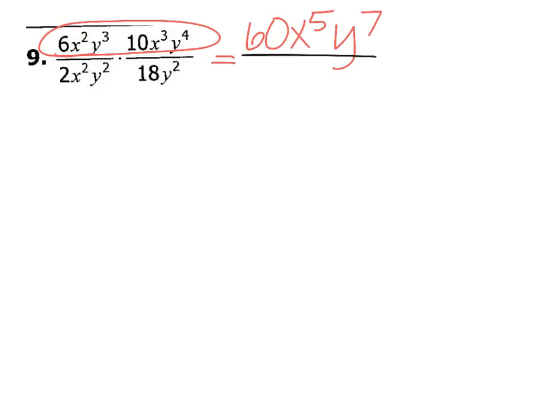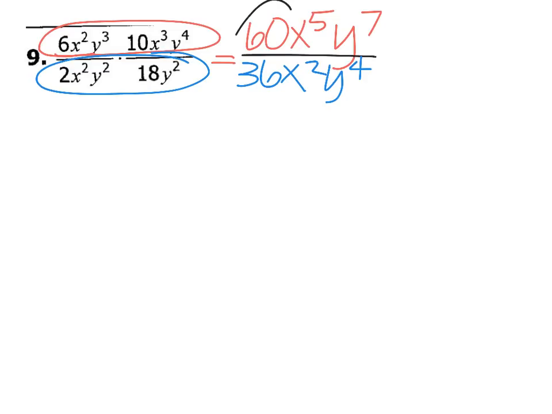Then in our denominator, multiply straight across. So 2 times 18, 36. X squared, there's no other x's, so we're just left with x squared. Y squared times y squared gives us y to the 4th. All right, then we want to simplify everything together. So simplify the 60 over 36. Divide the top and the bottom by 12. We get 5 over 3.